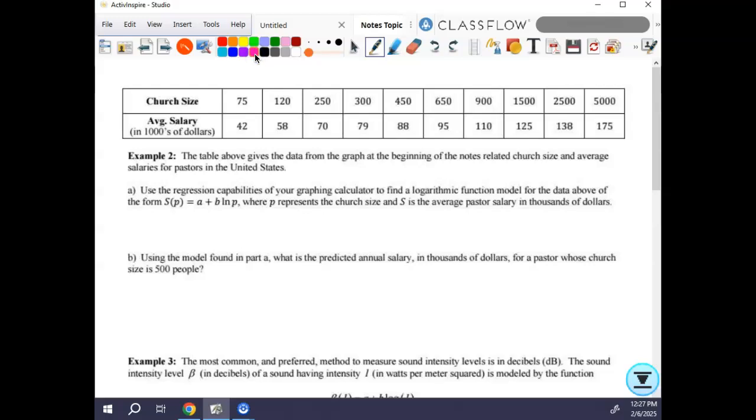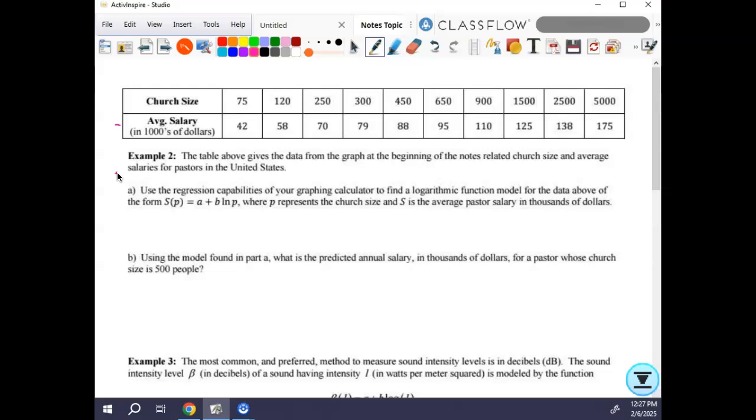So here, example 2. The table above gives the data from the graph at the beginning of the notes related to church size. So this is the data that's actually plotted there. This says use the regression capabilities of your graphing calculator to find the function. We could totally have data like this that says something similar as an FRQ. It would actually start off with write the 2 equations, then find A and B, and then write the equation. But we're just going to do it all in one step.